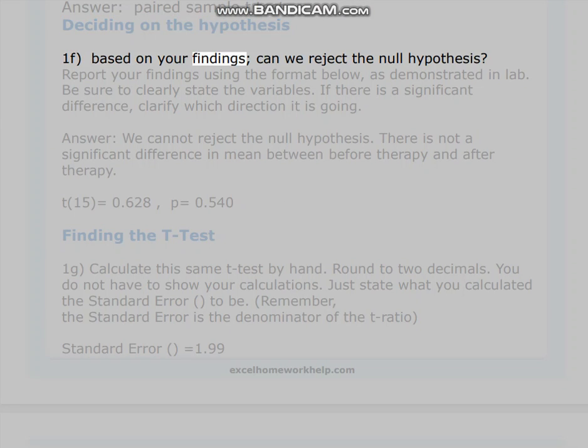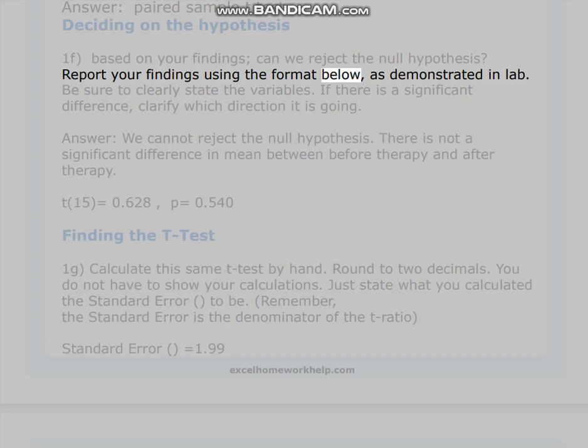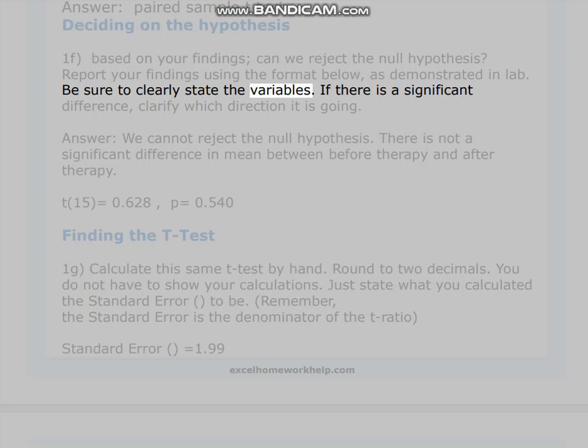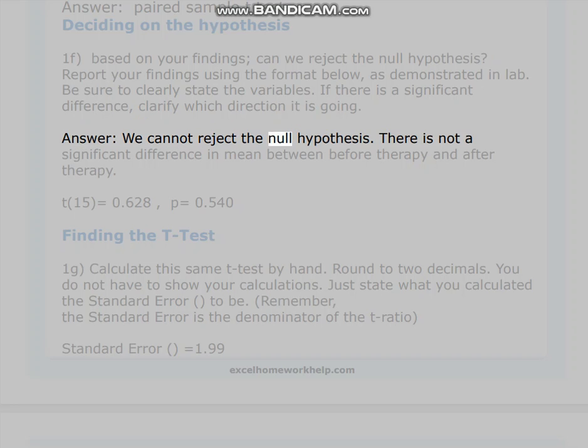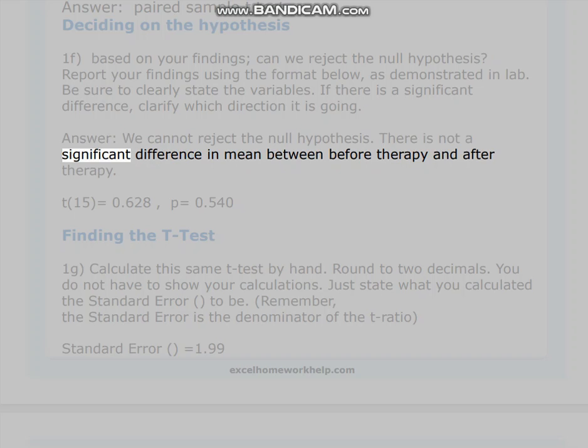Deciding on the hypothesis. 1F. Based on your findings, can we reject the null hypothesis? Report your findings using the format below, as demonstrated in lab. Be sure to clearly state the variables. If there is a significant difference, clarify which direction it is going. Answer: we cannot reject the null hypothesis. There is not a significant difference in mean between before therapy and after therapy. t(15) equals 0.628, p equals 0.540.